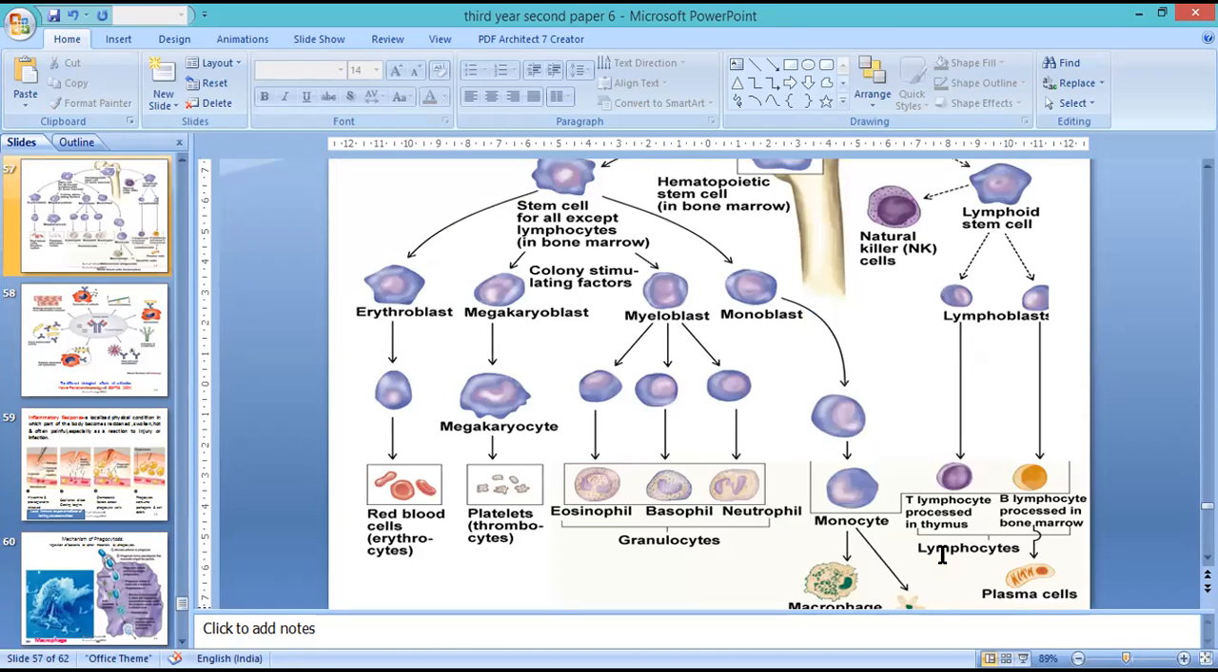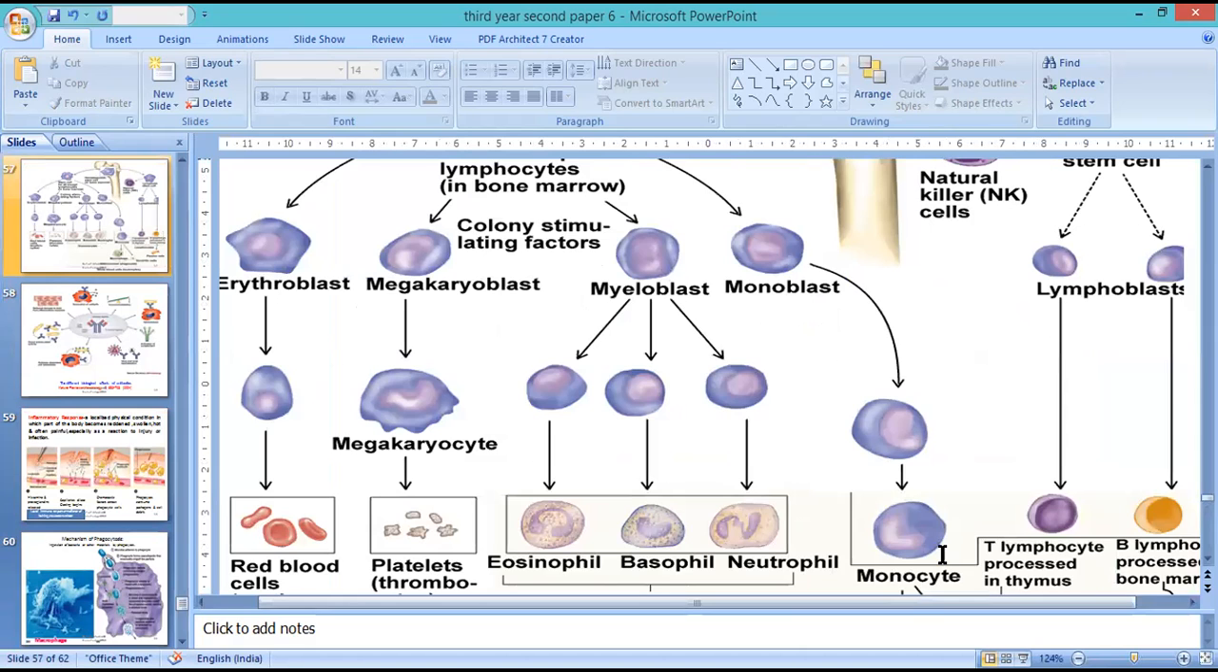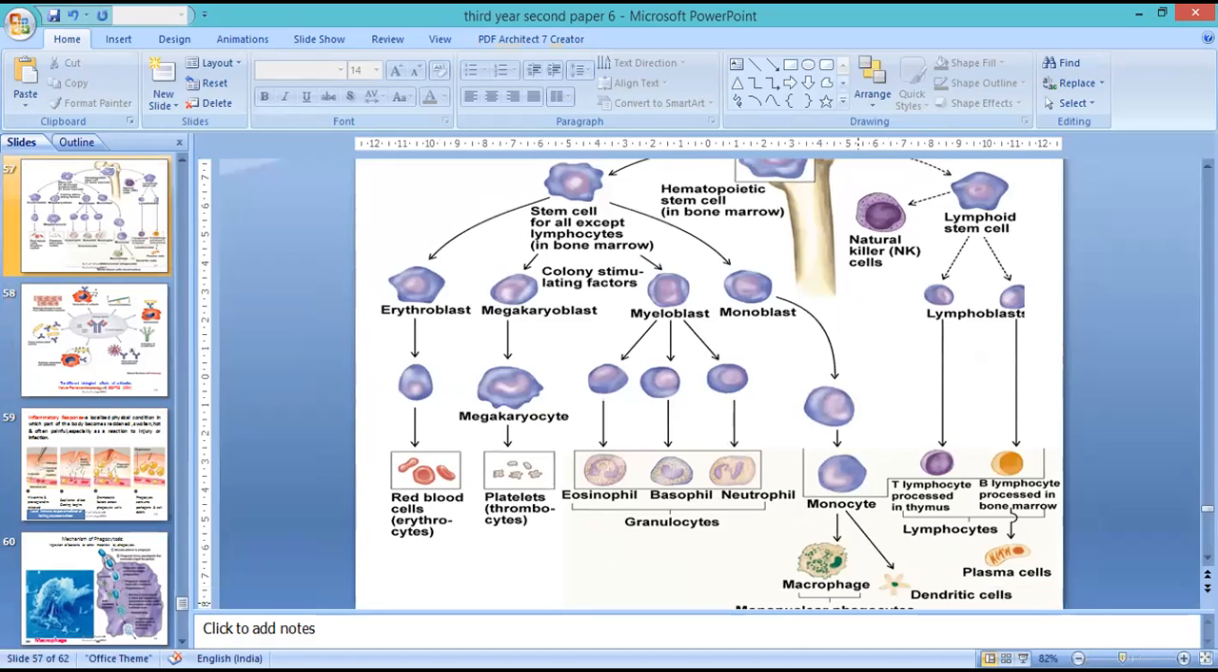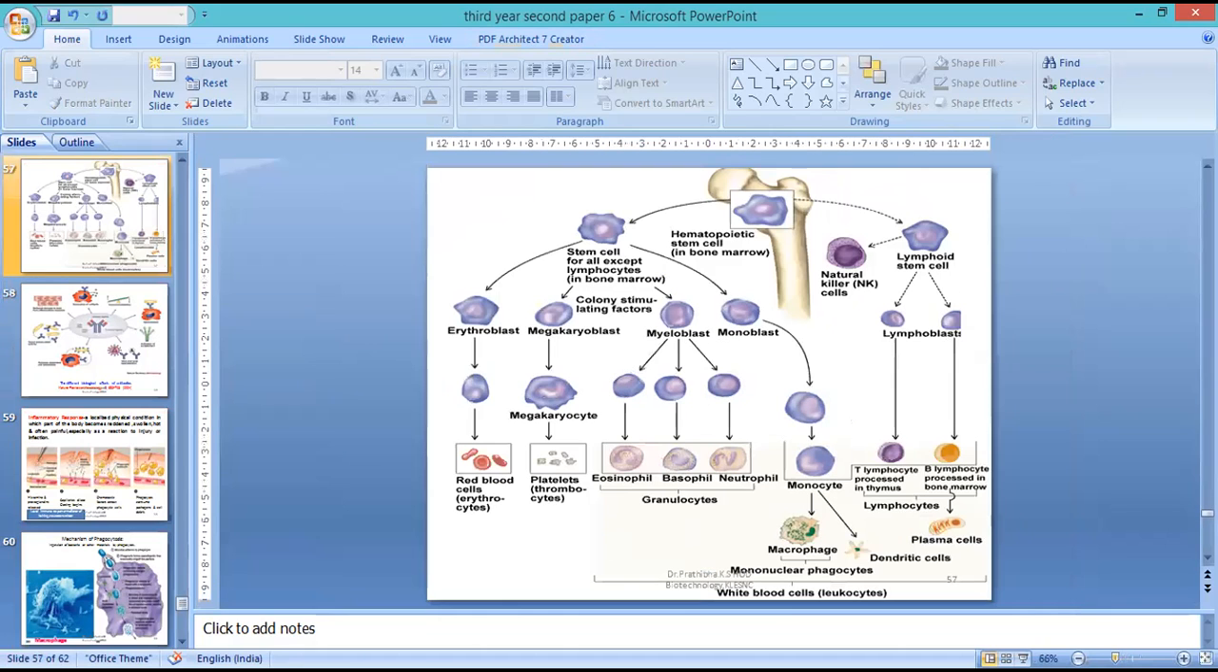Okay, whereas in this particular case, I have mentioned here the flow chart of the cell systems of WBCs and RBCs and other origin. For example, you can make out here, this is the hemopoietic stem cells in the bone marrow. From these hemopoietic stem cells, you can see the stem cells for all except the lymphocytes in the bone marrow, which can be erythroblast, megakaryoblast, then myeloblast, then monoblast.